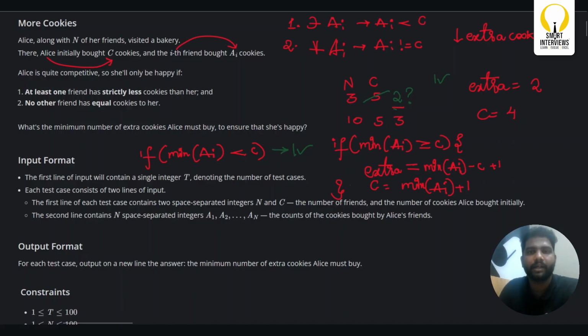Now to satisfy the second condition, what should I do? Now I have to check with every element and see if it is equal to C or not, right? Is 10 equal to C? What is C? It is now 4. Now is 5 equal to C? No. Is 5 equal to C? No. Now is 3 equal to C? No. Then it is fine. We don't need to increment anything. So the answer would be only 2 extra cookies, right?